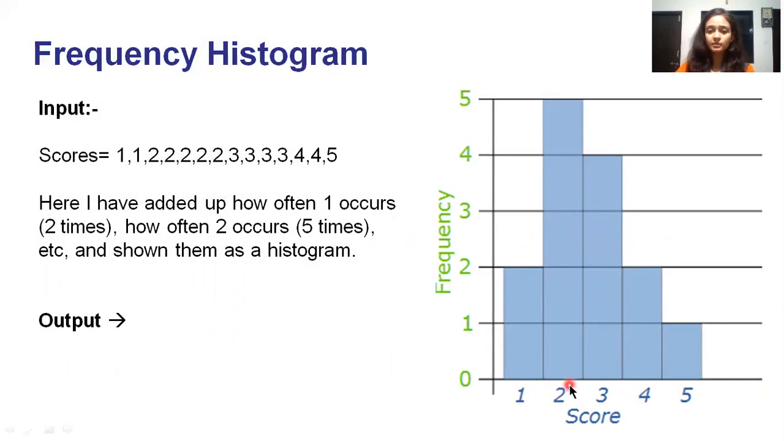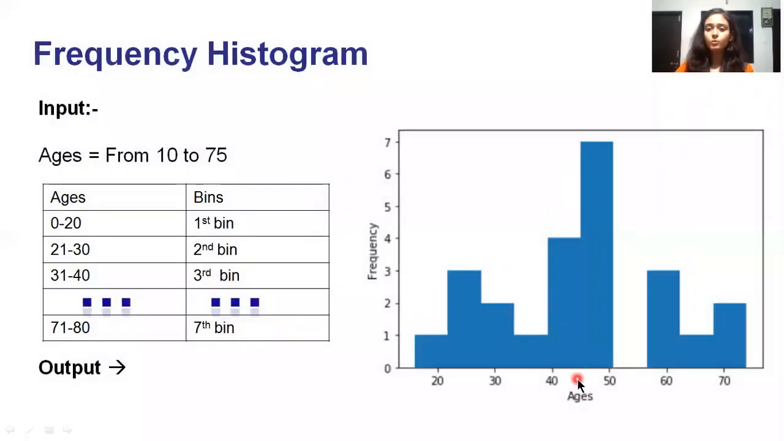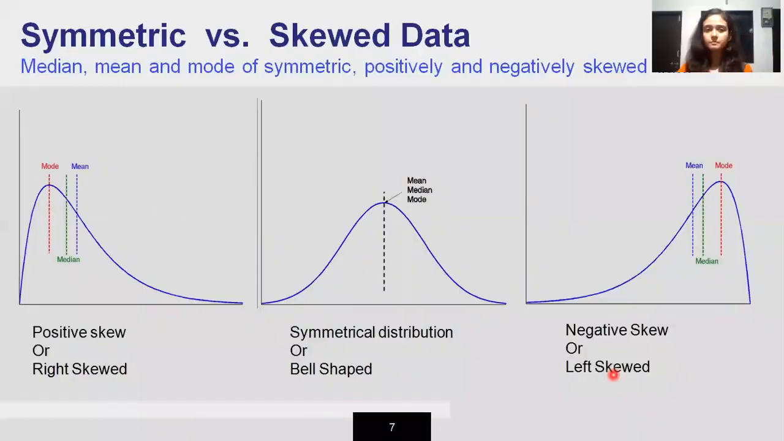So it is my number 2, because number 2 is occurring very frequently and it is occurring maximum time, that is 5. So over here, the age which is occurring very frequently in the data set is around 45 to 50, I can say. So this is what my frequency histogram is.